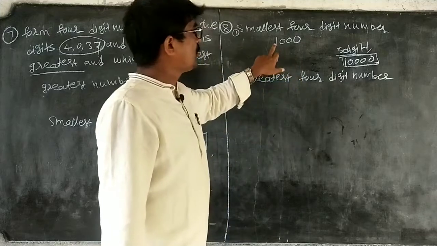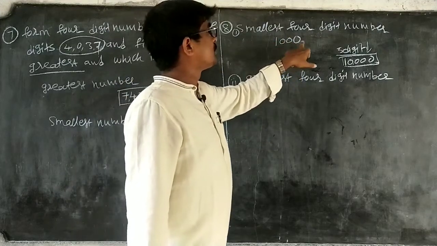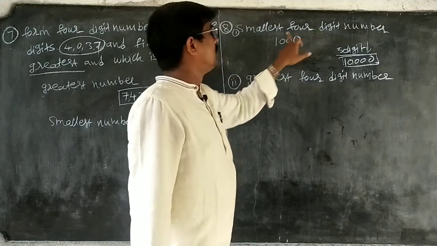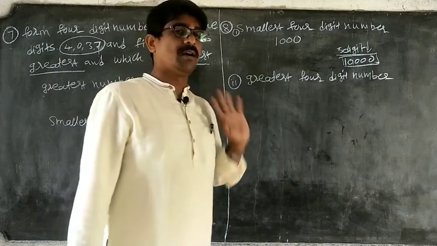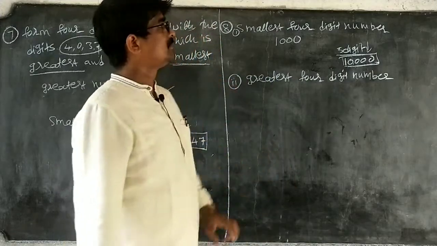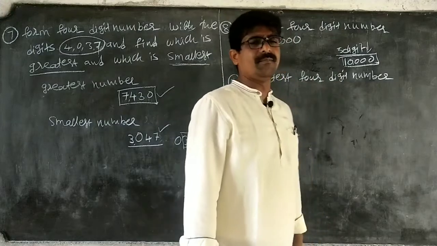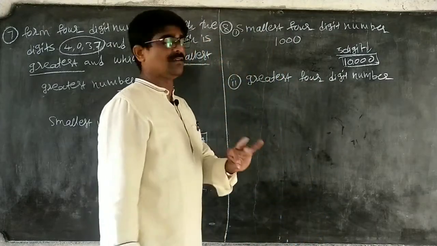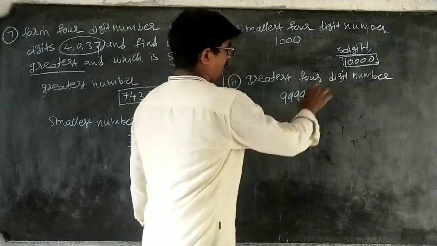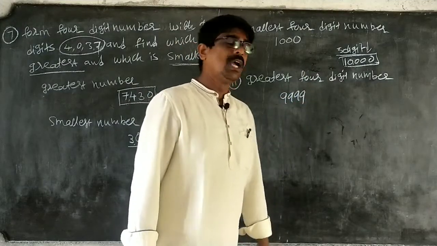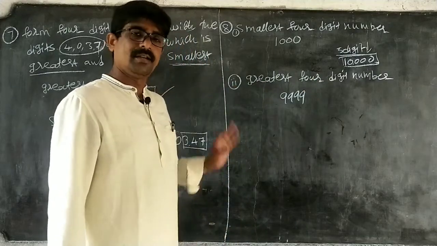That way, first you have to write 1. After 1, write 3 zeros, because he is asking for 4 digits. 1 is 1 digit, then after it write 3 zeros. That is the smallest 4-digit number. Next, the greatest 4-digit number. Whatever number he asked, simply write that many 9s only. 9999 is the greatest 4-digit number.